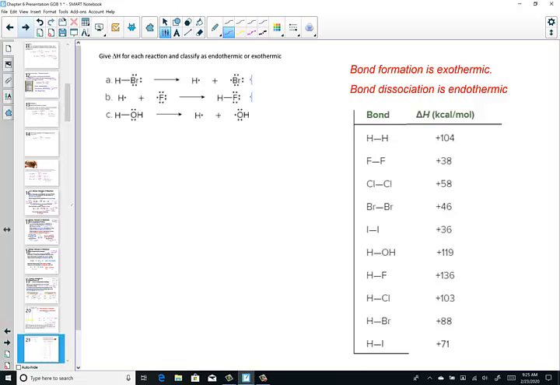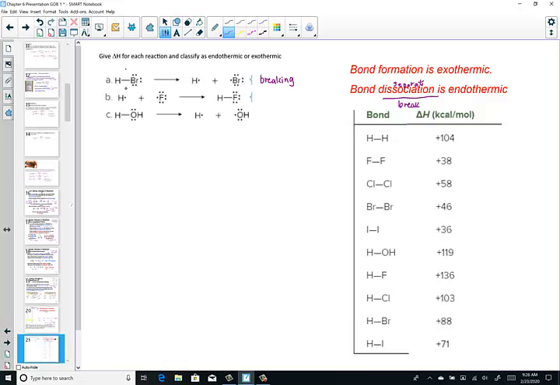Well, let's find letter A. Letter A is breaking a bond. When bonds break, we know that it dissociates. To dissociate means to break. We want to get those words kind of the same. To dissociate is to separate. Think of dissociate as another way of saying separate.